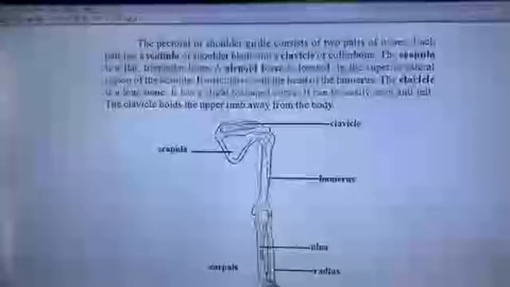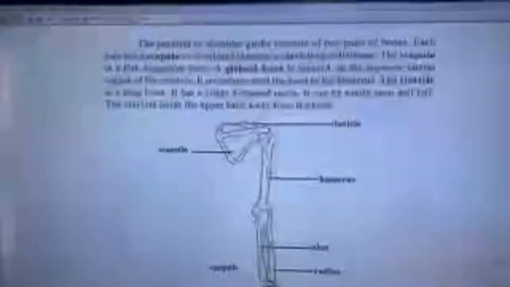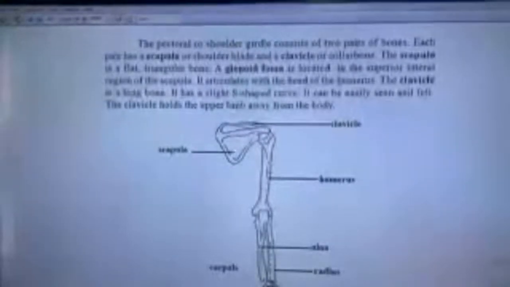The clavicle is a long bone. It has a slight S-shaped curve. It can be easily seen and felt. The clavicle holds the upper limb away from the body.